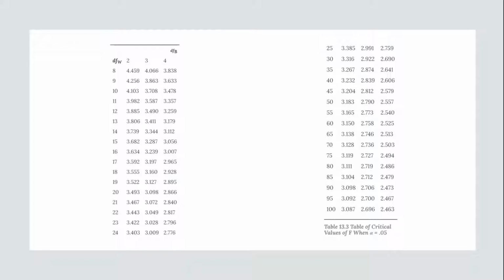If p is greater than 0.05, then we retain the null hypothesis and conclude that there's not enough evidence to say that there are differences.